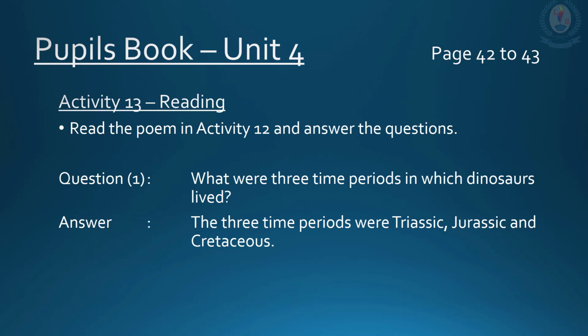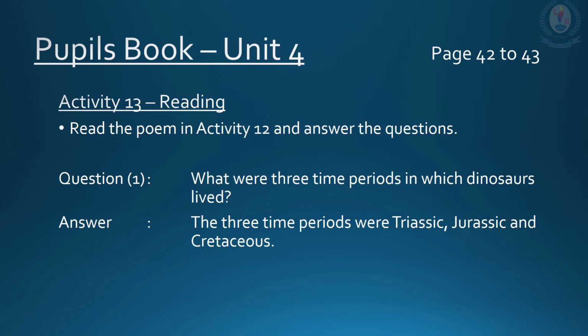Now we shall look at the final activity for this unit, activity 13. Activity 13 relates to the poem in activity 12. So read the poem and answer the questions that are given in activity 13, right? We have 6 questions in activity 13 and the first one has been done for you in the presentation. So the first question says, what were the 3 time periods in which dinosaurs lived? Okay. So in the first part of the poem, it says the dinosaurs first lived outdoors during the time Triassic. While most died out, some came about later in the Jurassic.